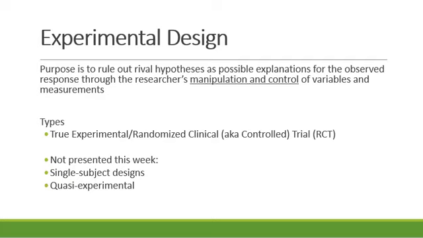Now, utilizing an experimental design, the purpose is to rule out rival hypotheses as possible explanations for the observed response through the researcher's manipulation and control of variables and measurements. This week, we're going to be looking at the true experimental or randomized clinical trial. Not presented this week, but we will discuss them next week, are the single subject designs and the quasi-experimental designs.